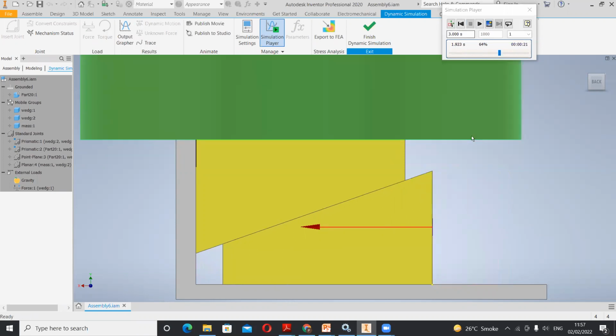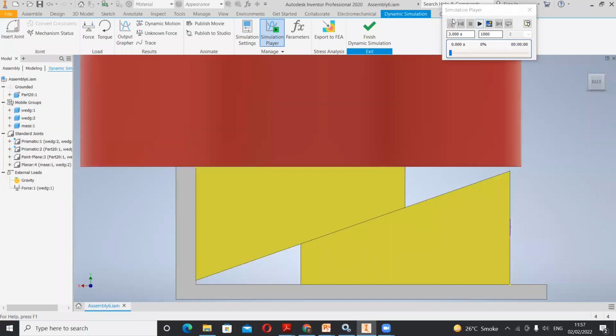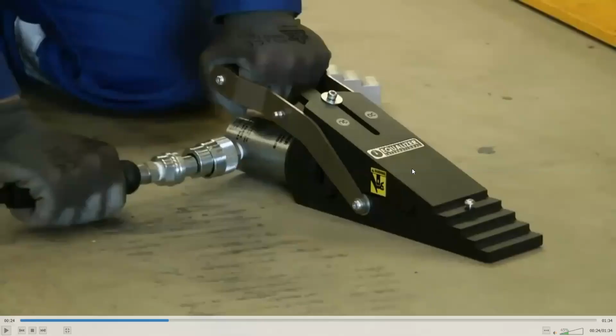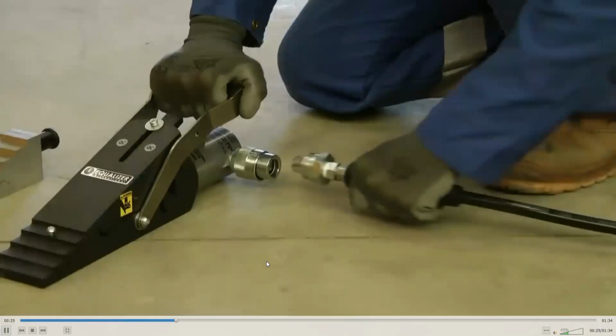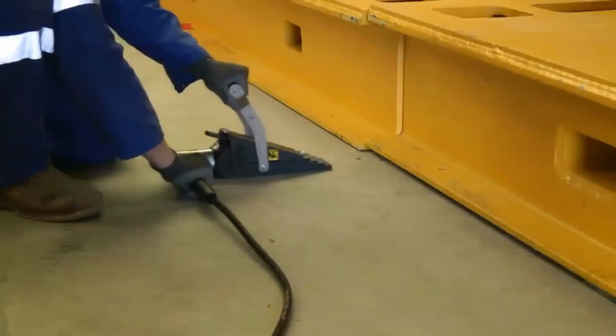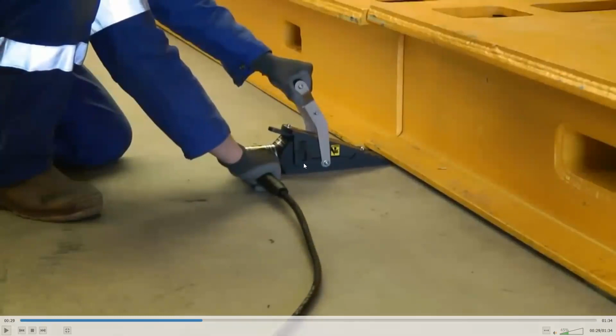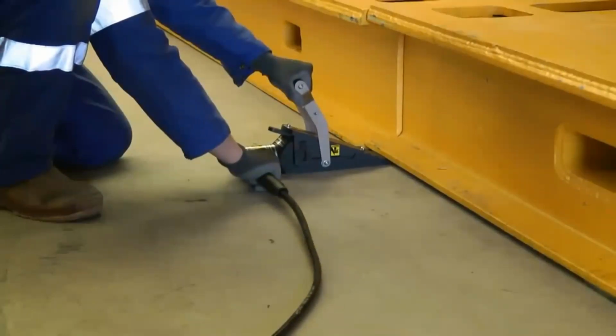So this is the application of the wedge. With the help of this wedge hydraulic jack, we can lift the heavy machine by a very small distance, and then we can position the base of that machine exactly in the horizontal plane. So this is how we can connect this wedge jack to the base of the machine, and we can lift the base by a very small distance.